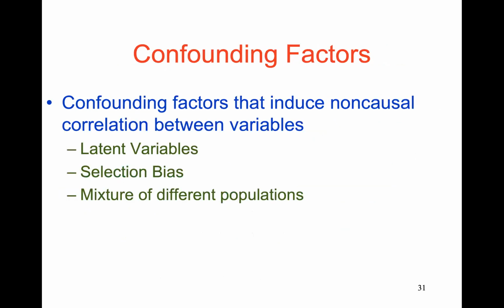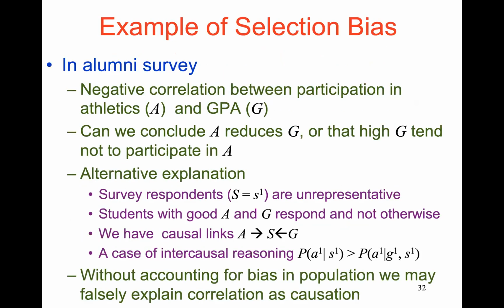Confounding factors that induce non-causal correlation between variables are latent variables. We just saw an example of peptide and pre-existing ulcers. Latent variables, and selection bias is another one, and mixture of different populations. Example of selection bias. It's very interesting to see how we can have a correlation between variables for no good reason, some latent variable.